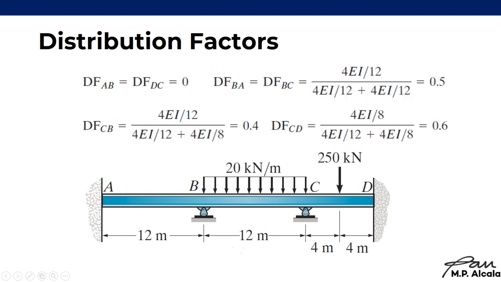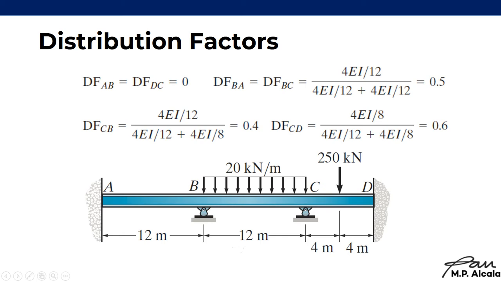Now, how can you solve for the distribution factors? It depends on the rotatability of the supports or the joints. In this case, we have a fixed support at A, which gives an infinite stiffness, meaning 4EI over infinite will give us 0. So DFAB and DFCD will have 0 because of the fixed supports at the ends.